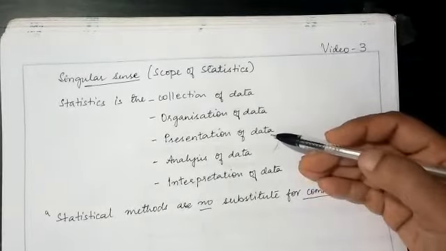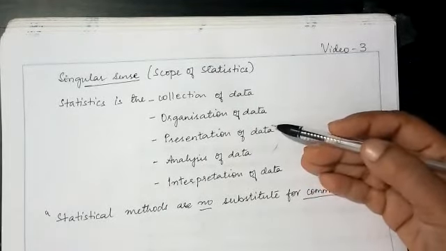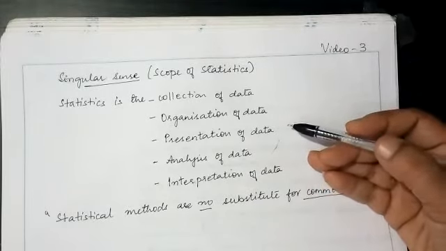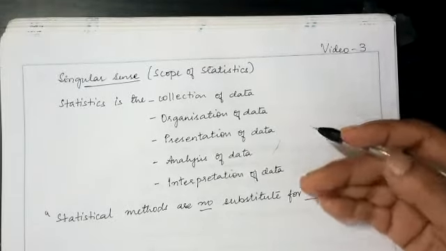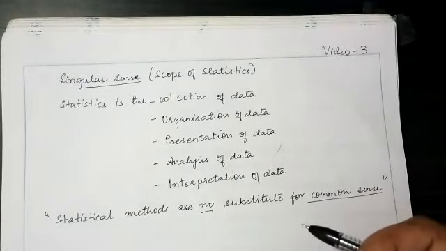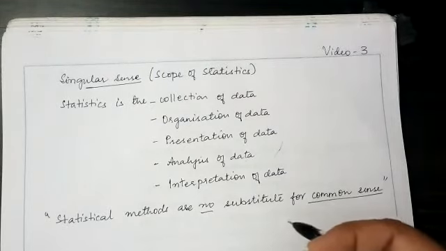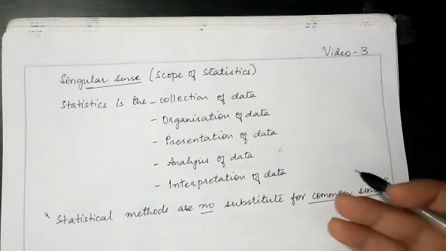The third step is presentation of data. After classification or organization of data, the data is presented in some suitable manner to be understood well. That is in the form of a text, a table, a diagram, or a graph.